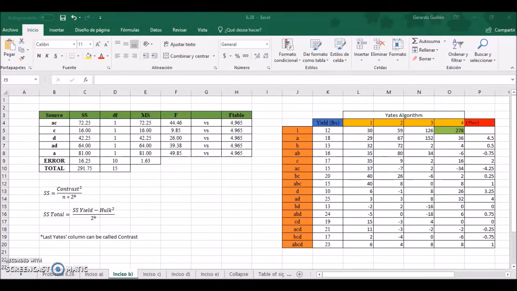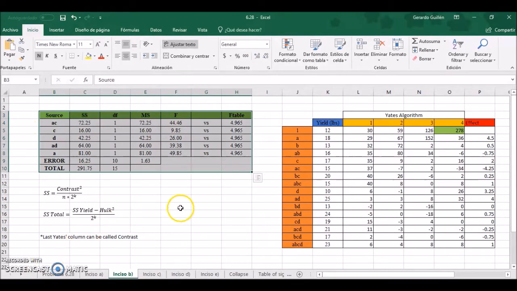For the analysis of variance, also called the ANOVA, we're going to pick the sources that appear to have larger effects, which in this case were AC, CD, AD, and A. From each source selected, we are going to fill the next table. We're going to compute the sum of squares, degrees of freedom, the MS error, the F, and the F table.